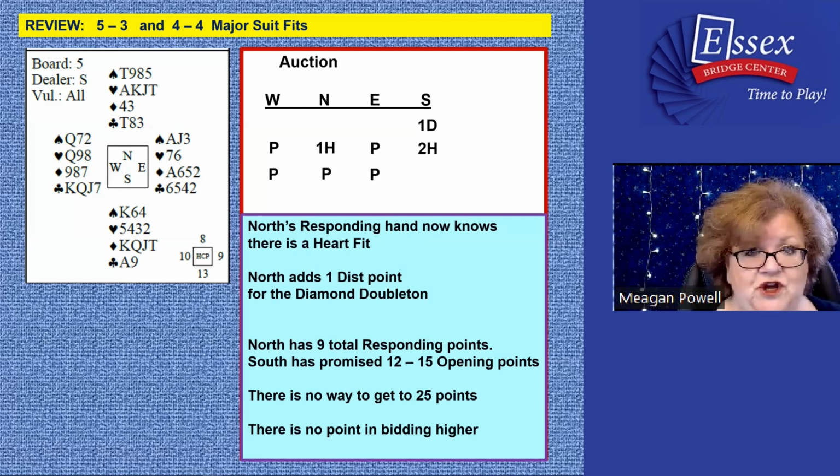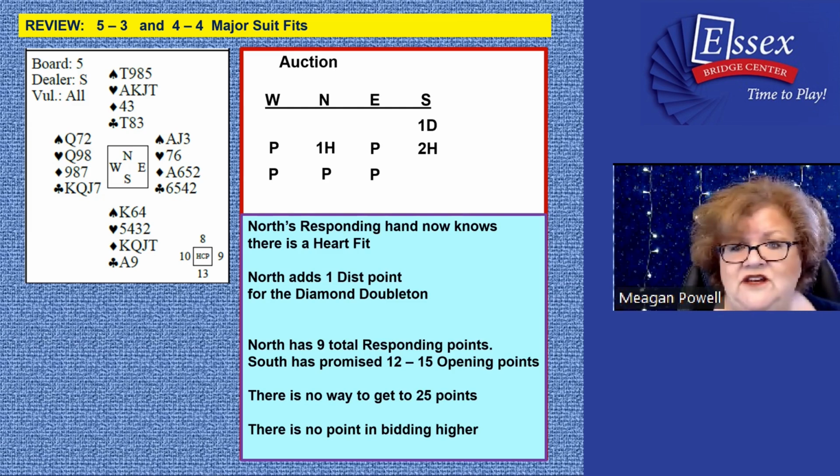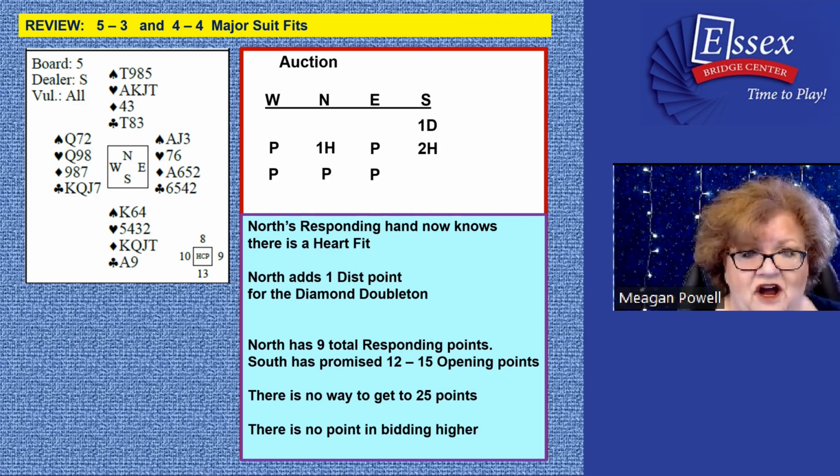You don't want to push the auction higher than you have the point counts to cover. Because every time you bid up the bidding ladder to a new level, it requires you to take 1 more trick to be successful. You have to have the points to back that up. So do not bid higher. If you cannot get to 25 points, there's no reason to even bid up to 3 hearts. Don't force the auction higher without the points to cover it.